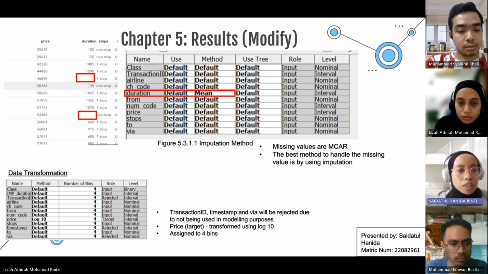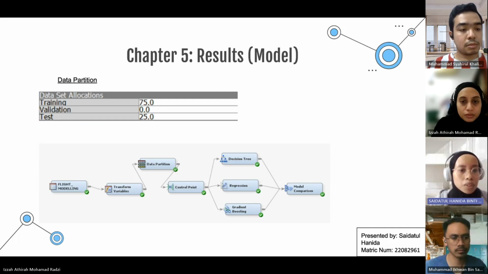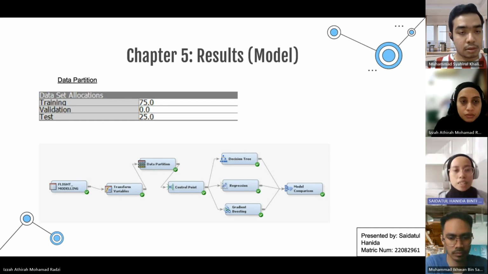Then we did a transformation for the price variable, which is the target variable, using log 10 transformation. And all the variables for modeling were assigned to 4 bins, and section ID, timestamp, and VIA will be rejected due to not being used for modeling purposes. The next part will be the modeling part. First, we will split the data into 75% train and 25% testing.